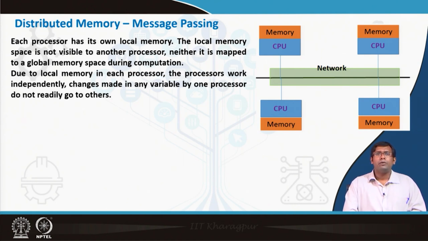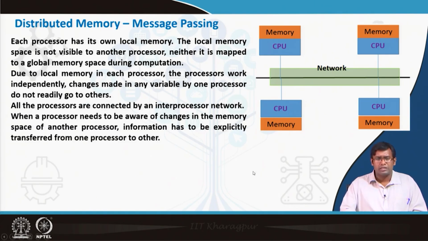Due to local memory in each processor, they work independently. Changes made in any variable by one processor do not readily go to others, but if they are working on the same problem, some of these changes need to go from one to the other, and this is established by message passing. All the processors are connected to an interprocessor network. When a processor needs to be aware of changes in memory space which have been done by another processor, some memory element which is changed by the other processor, but as it is the same problem which all processors are working on, one processor needs to know what the other processor has done.